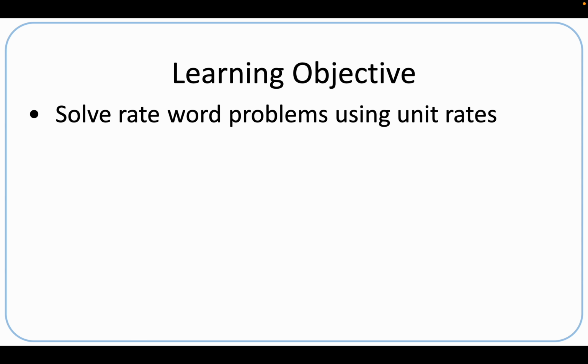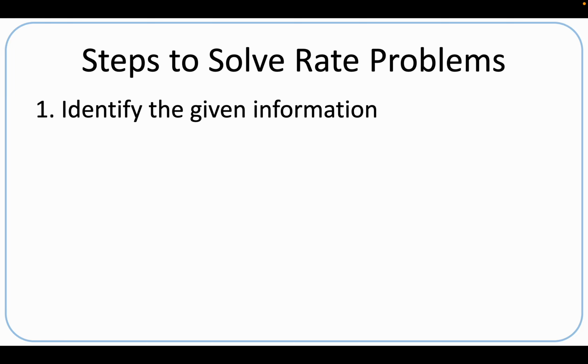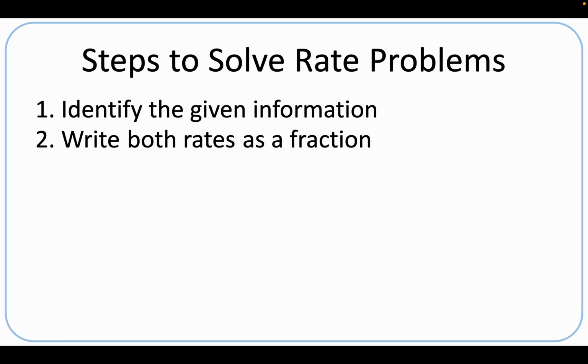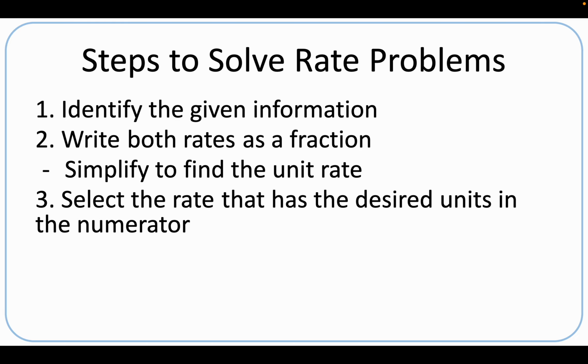So today our learning objective is to solve rate word problems using unit rates. So we'll go through the steps first. First, you just want to read your problem and identify the given information. Second, you're going to write both rates as a fraction. So again, with the information, you can make two different rates just by putting one number in the numerator for one of your rates, and then in the denominator for your second rate. And then we can also simplify that ratio to find the unit rate.